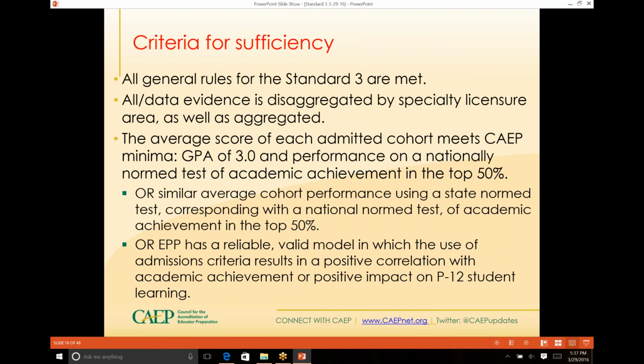If you were to present a reliable model, what are the criteria for sufficiency? Well, first, all the general rules for standard 3 are met. And the general rules, which appear on a later slide, are that you've got 3 cycles of data, that data is disaggregated by licensure area, etc. You've got to have that disaggregated data by licensure area. The average score meets the CAEP minima, or your state test meets the minima, or you've got a model that shows that you have a positive impact on P12 learning and that your academic achievement correlates. Okay.